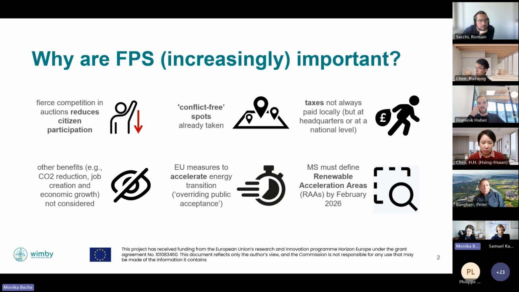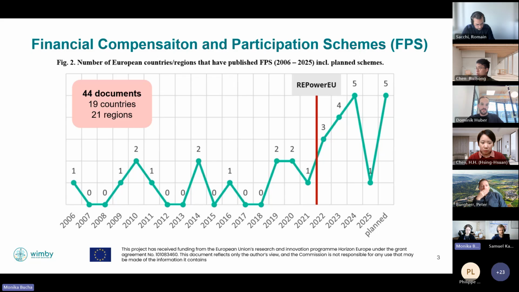Then we have EU measures to accelerate the energy transition after the update of the Renewable Energy Directive. Now member states actually have to define renewable acceleration areas by February 2026, which is also increasing the pressure on states to create a successful wind energy transition in their country, meaning that they need good acceptance rates. So this leads to the result that many member states have, especially in the past couple of years, introduced many regulations and policy documents on financial compensation and participation schemes. We can see a particular rise after the REPowerEU plan has been announced, which, like I just mentioned, says that member states have to accelerate the energy transition.